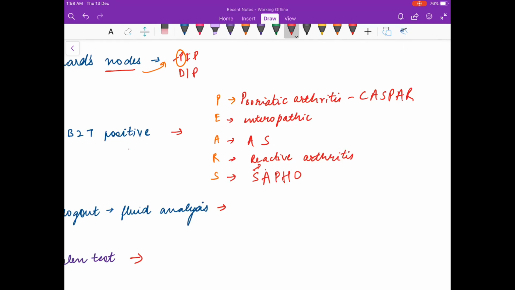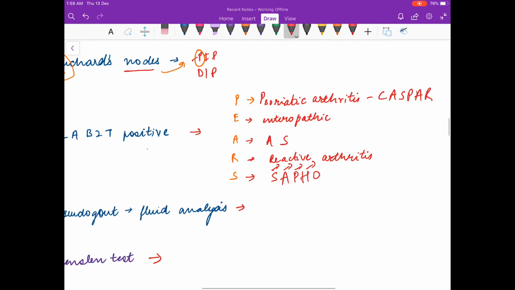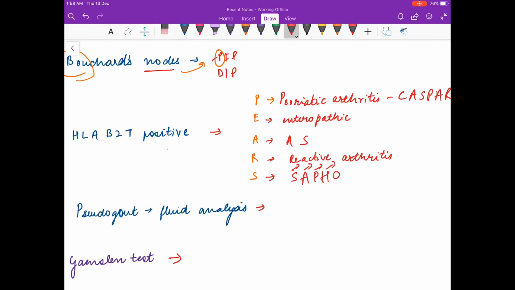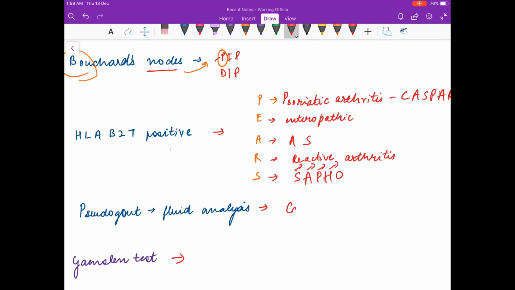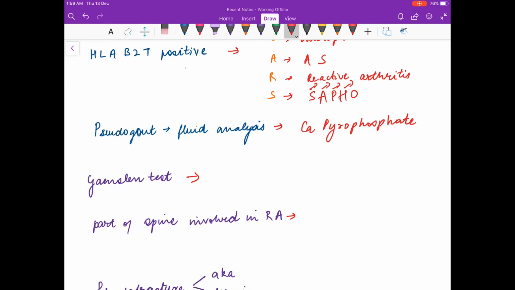SAPHO syndrome. What does SAPHO syndrome stand for? S for synovitis, A for acne, P for pustulosis, H for hyperostosis, O for osteitis. In pseudogout, fluid analysis reveals calcium pyrophosphate. Gaenslen's test is for SI joint.